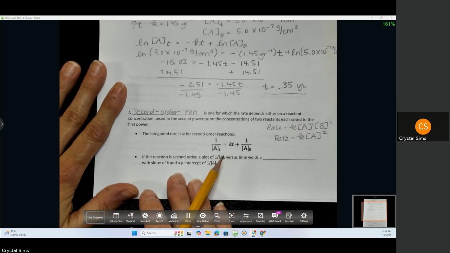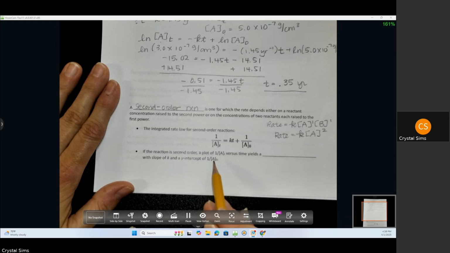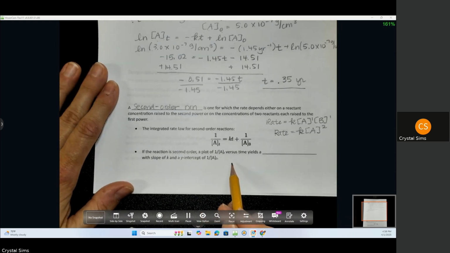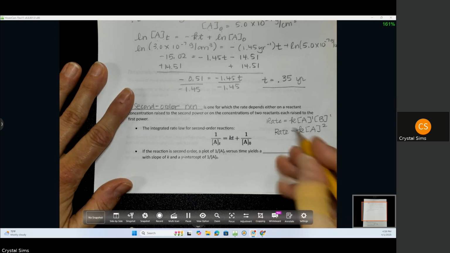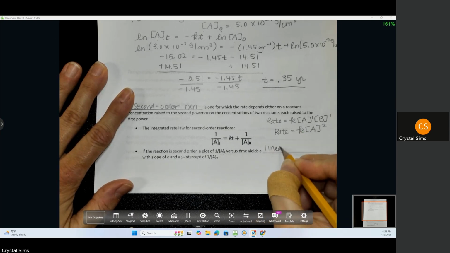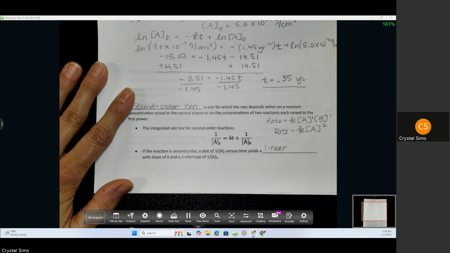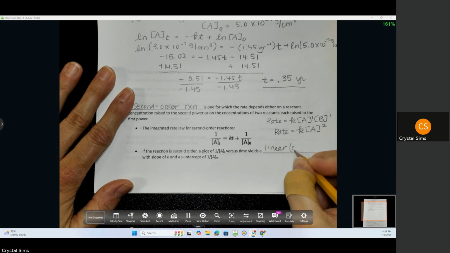Our integrated rate law for a second order reaction looks a little bit different than it did for a first order reaction. If the reaction is second order, a plot of 1 over our concentration at a certain time versus time is going to yield a linear graph. So it's going to yield a linear or a straight line.